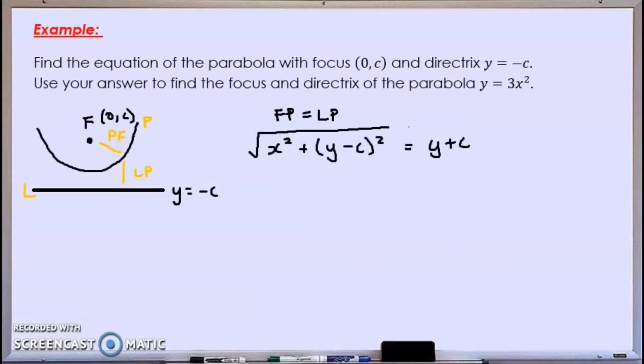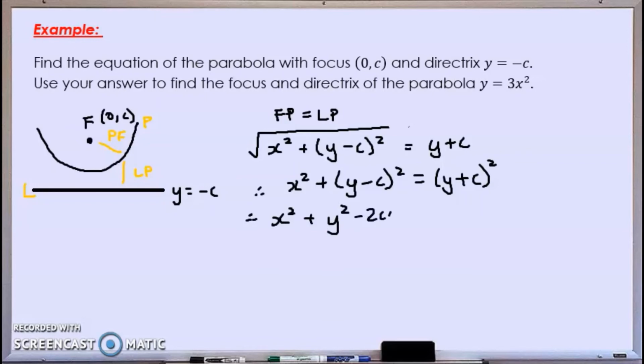So let's put our algebra hats on and resolve this. Now we need to square both sides to get rid of this square root. So we know x squared plus (y minus c) squared equals (y plus c) squared. And then let's expand. And now we're going to clean up a little bit.